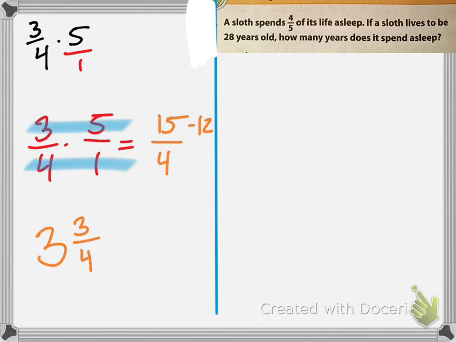A sloth spends 4/5 of its life asleep. If a sloth lives to be 28 years old, how many years does it spend asleep? So we have 4/5. And we're multiplying it by the amount of time it lives. It lives for 28 years. As a fraction, that's 28/1. Camilla, can I cross cancel anything? Do 5 and 28 share a factor? No. So I can't. I gotta cross multiply.